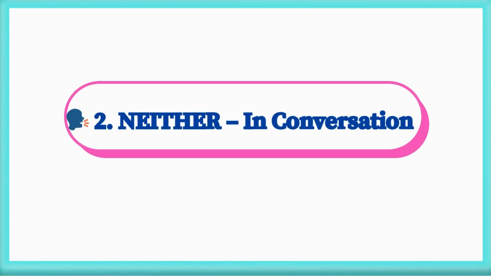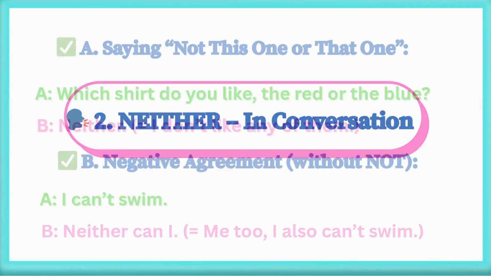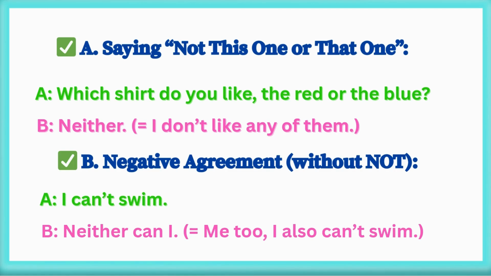Neither in conversation. Saying not this one or that one. A: Which shirt do you like, the red or the blue? B: Neither, which is equal to I don't like any of them. Negative agreement without not. A: I can't swim. B: Neither can I, which is equal to me too, I also can't swim.